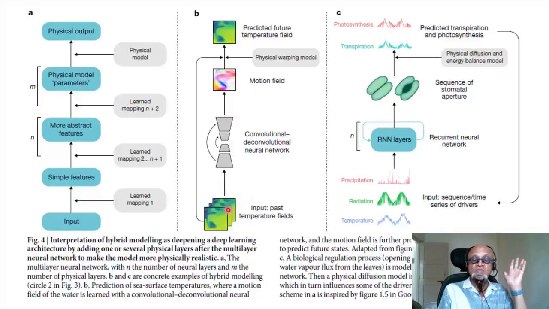But can you blend it with a machine learning model in the middle, where you take the same temperatures, you can give the temperatures directly to the physical warping model, and you can run it through a deconvolutional neural network, create a motion field which is going to improve your physical interpretation to the physical warping model, and then improve the predicted temperature field.